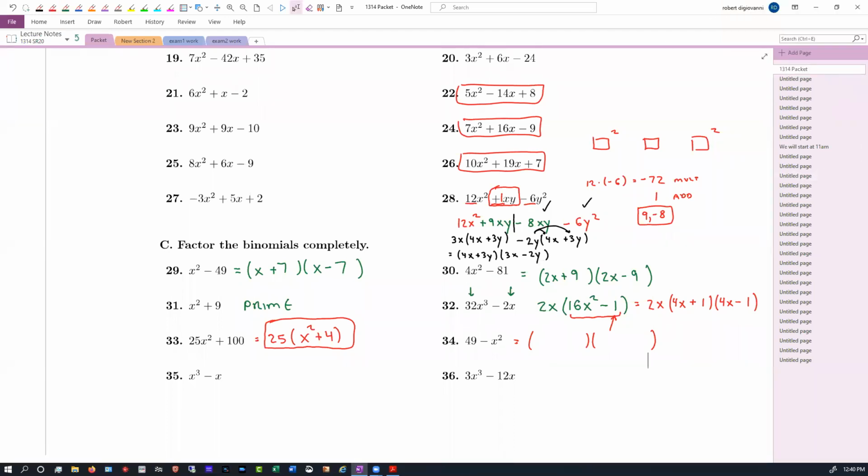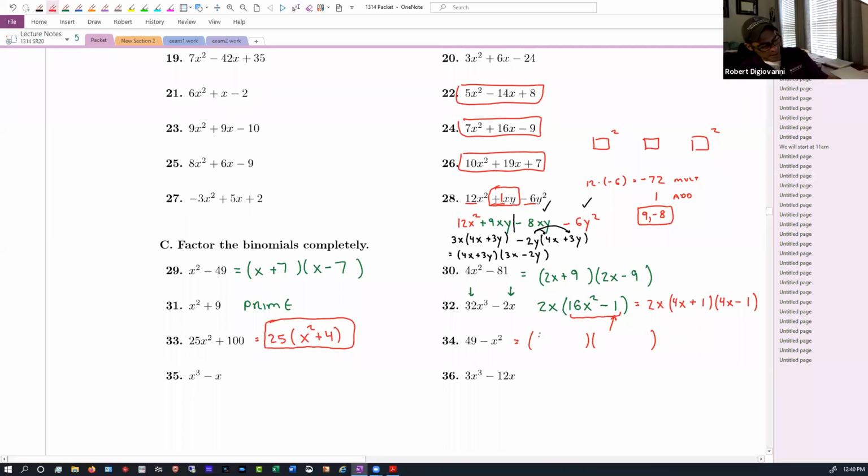Wouldn't it be 7 plus x, and then 7 minus x? Good. So we have to make sure we put the 7 in front, because the 49 came first, right? 49 was in front, so you want your first multiplication to get you that 49. And you want your last multiplications to get you the x squared, so that's why the x's go in the back.